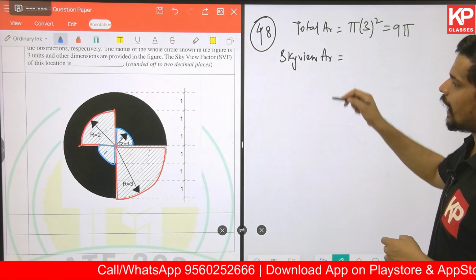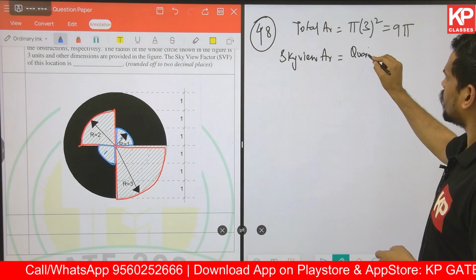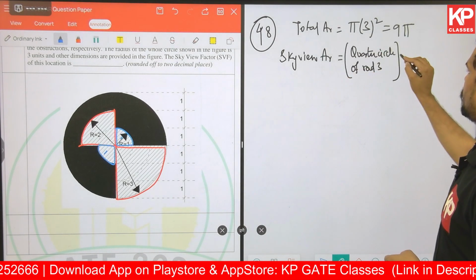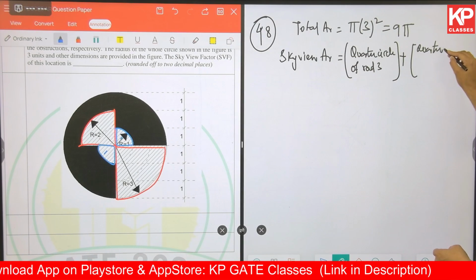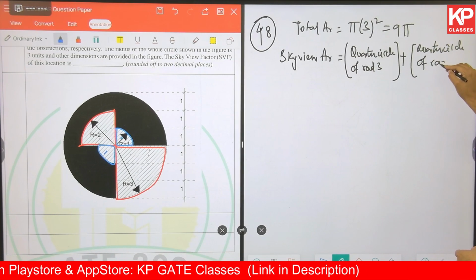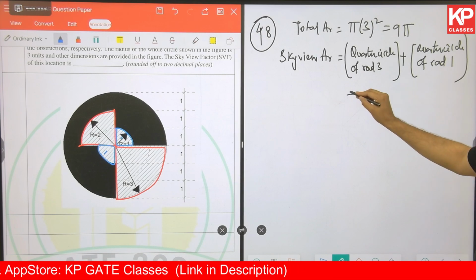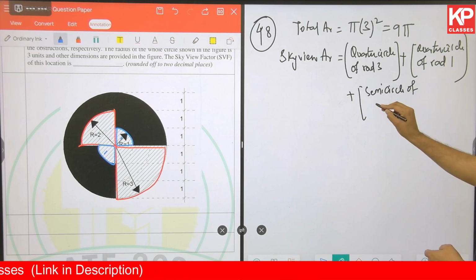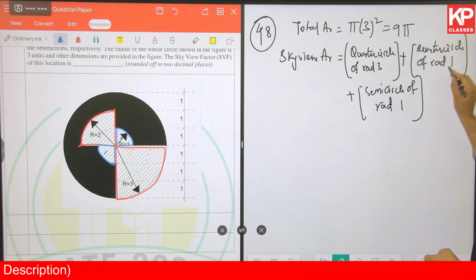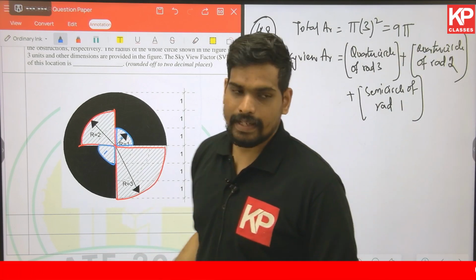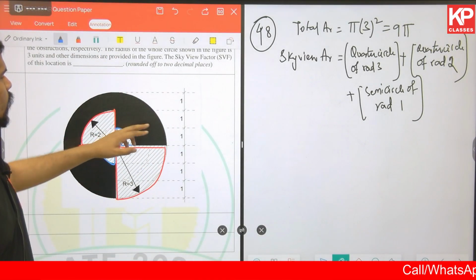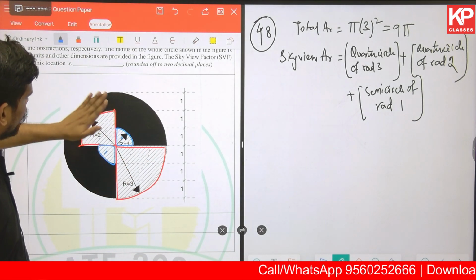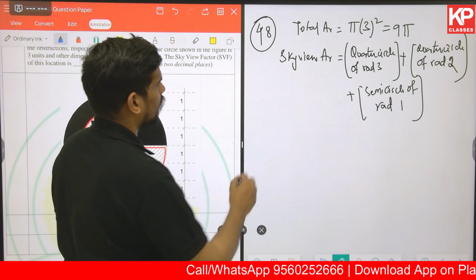Simplifying that given shape, the sky view area will basically be a quarter circle of radius 3 plus a quarter circle of radius 2 plus a semicircle of radius 1, because there are two small quarter circles, so it is a semicircle of radius 1. So that's the sky view area.